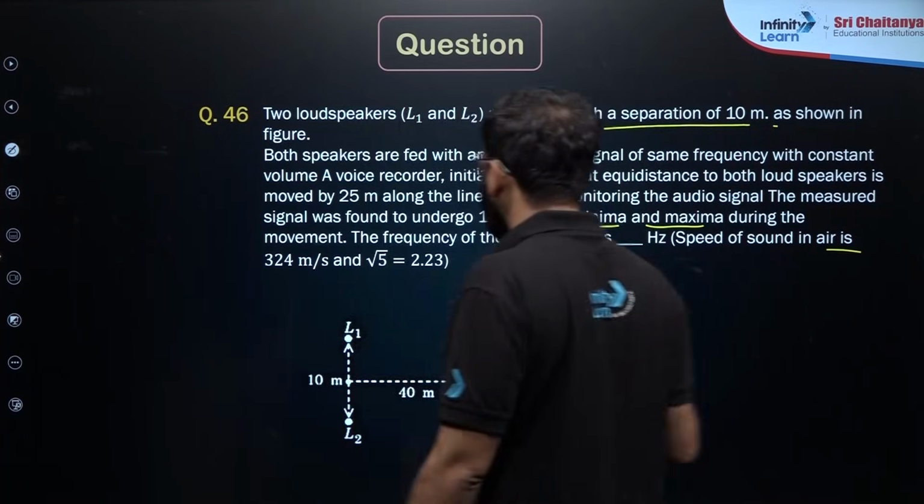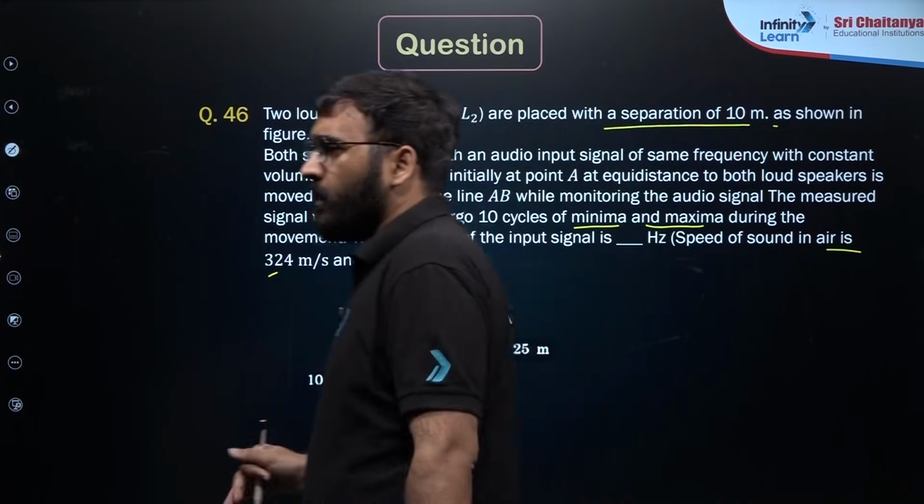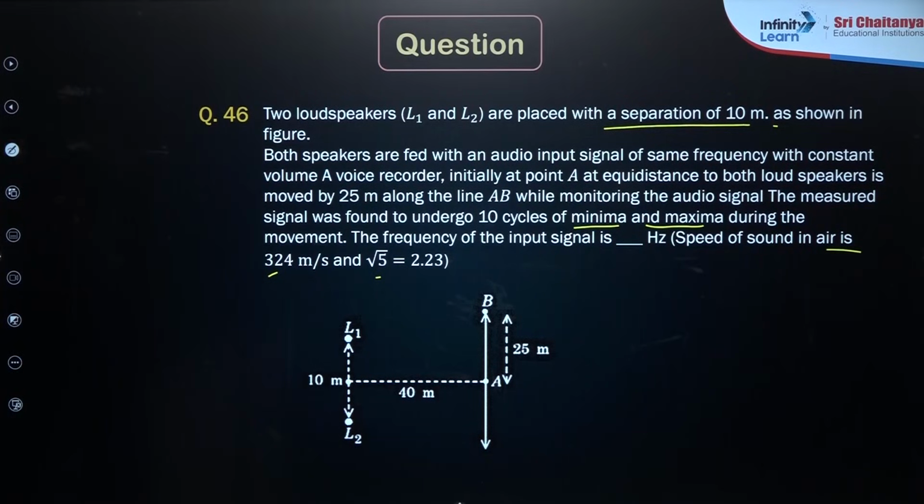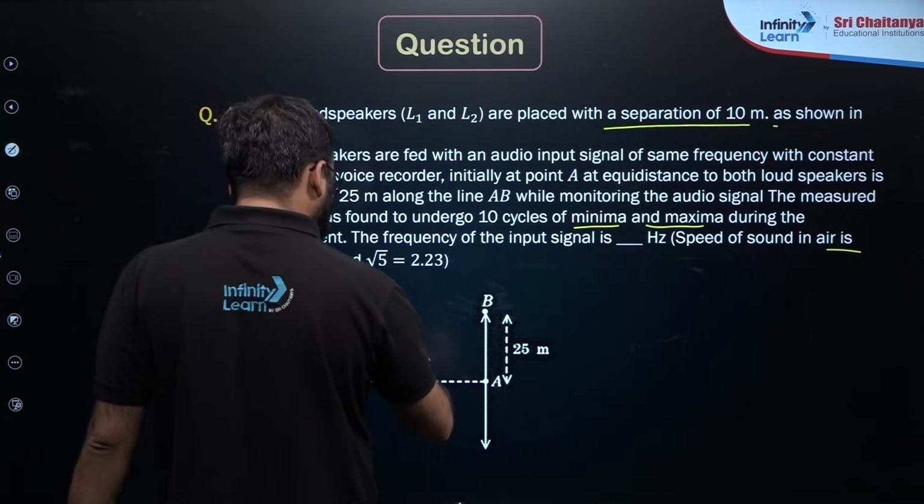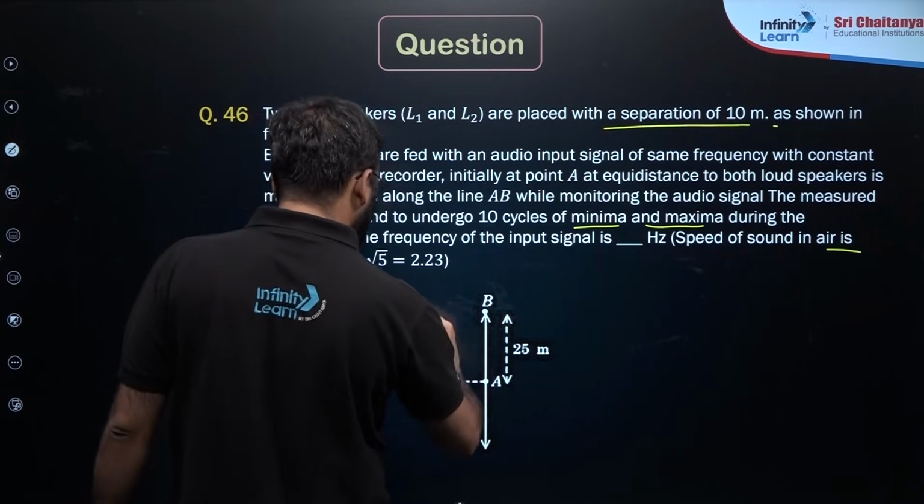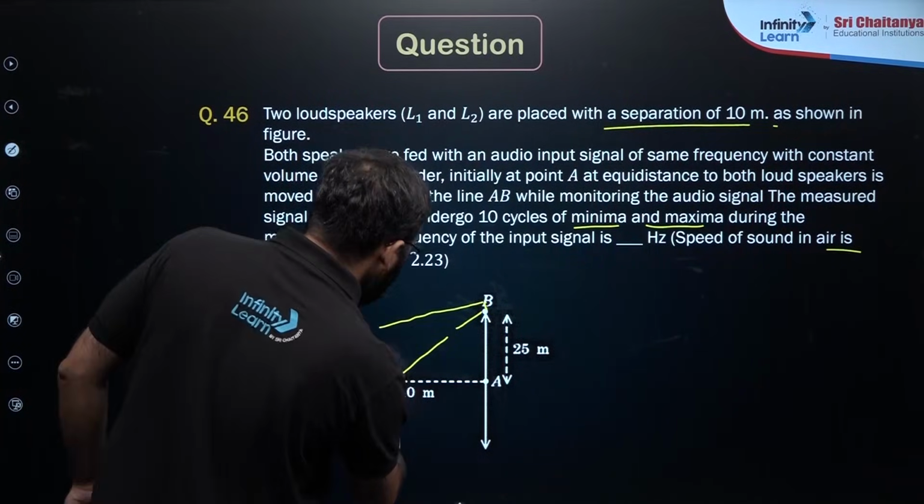The speed of sound in air is given, and the value of the square root of 5 is also provided here. Okay beta, the speakers are given, so you can find the path difference when both signals reach point B. If this one is this, so what is this distance, beta?